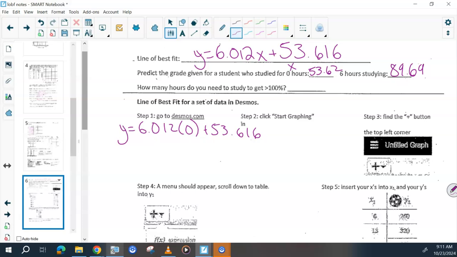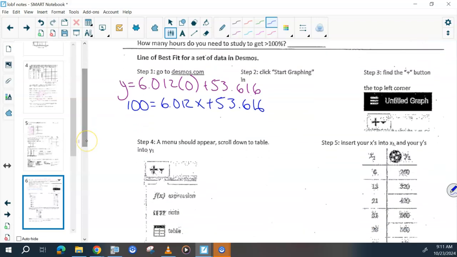Okay. For the last one, it says how many hours do you need to study to get greater than 100%. So now we're given a grade, which is what value? Y. So now we have to find X. That would look like this, where we solve this for X. Let's do that, and then I'll show you where you can find that in the calculator. So if we subtract that, what would that give us?